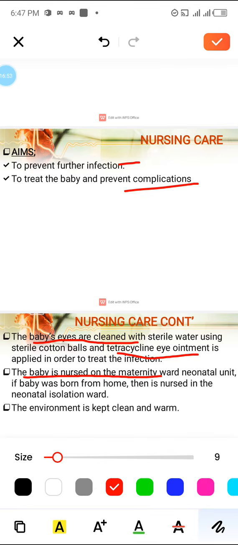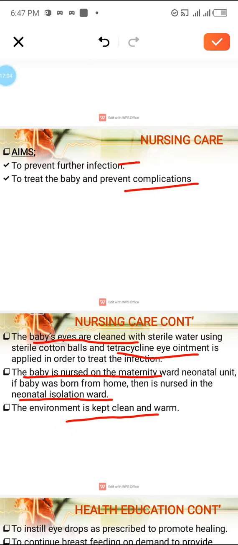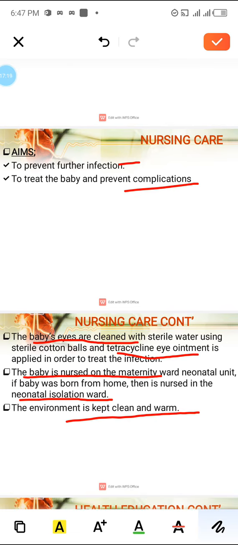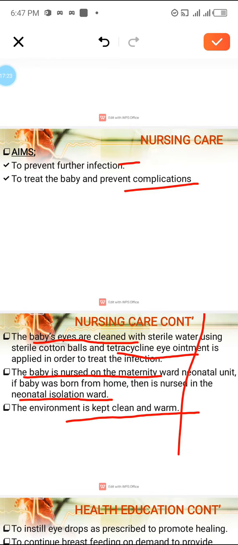If the baby is born at home, then is nursed in the neonatal isolation ward if we are admitting the baby, the environment should be kept clean and warm. So if we have admitted this baby, what should we use? We are going to use a care plan. We're going to write all the details of the way we nurse, just general nursing, if we have admitted. But if it's not severe and they have gone home, we don't need to write a care plan, but you look at the scenario in case.